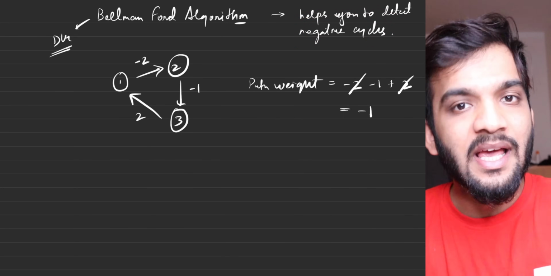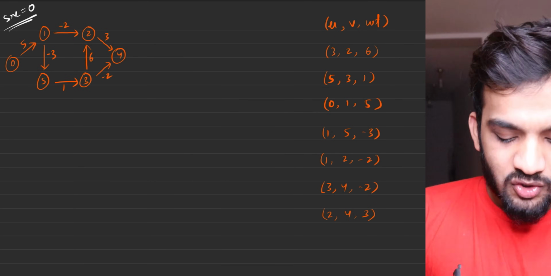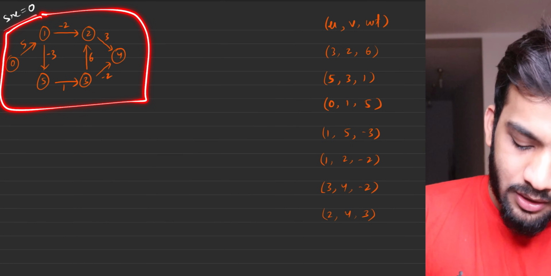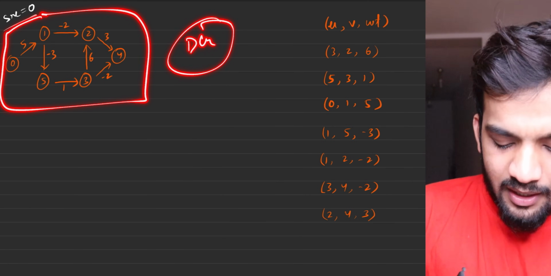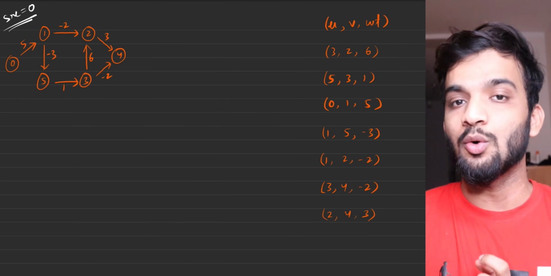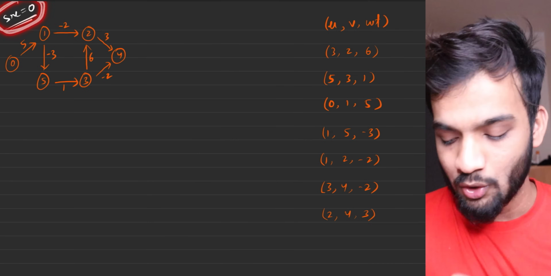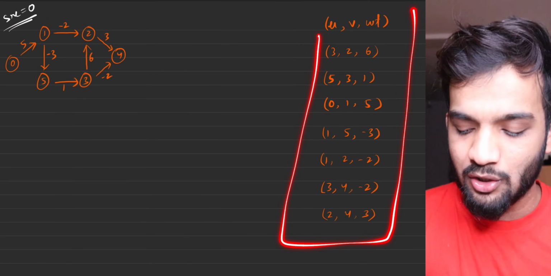Now let's try to implement the Bellman Ford algorithm. So I will be taking this particular DG, which is the directed graph, in order to implement the Bellman Ford algorithm. And we know that it is a single source shortest path algorithm. So the starting point is 0, and these are the edges given to you.